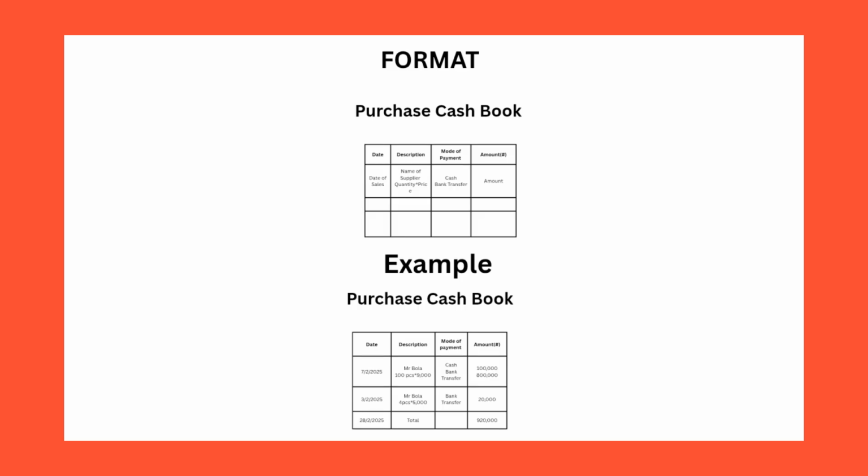So underneath mode of payment, the next column, that's the third column, I will have cash and bank, and then the corresponding line where I have amount, I will have 100,000 naira as my cash and bank transfers of 800,000 naira. I have recorded my transaction.